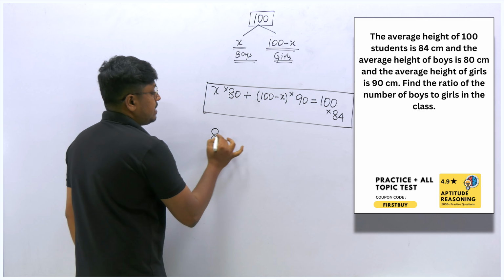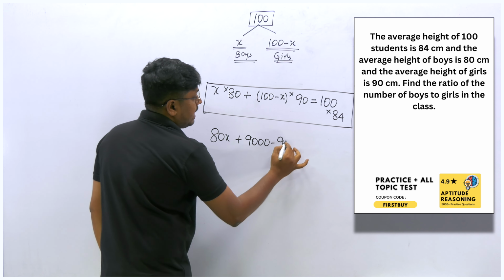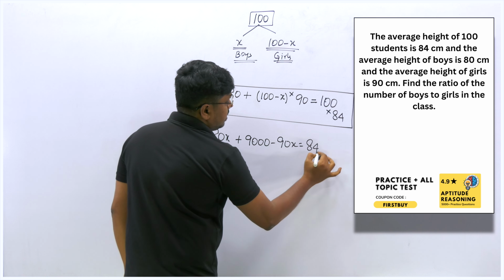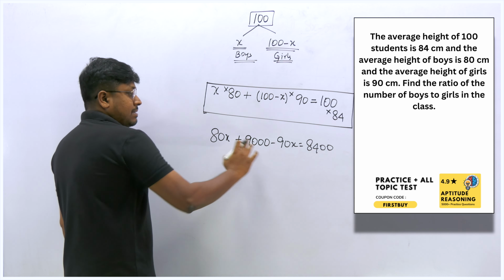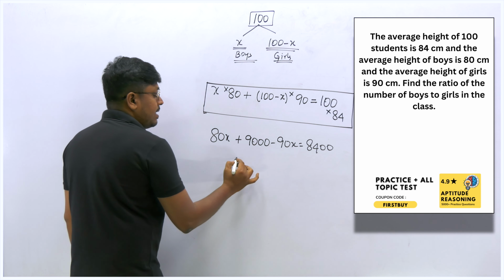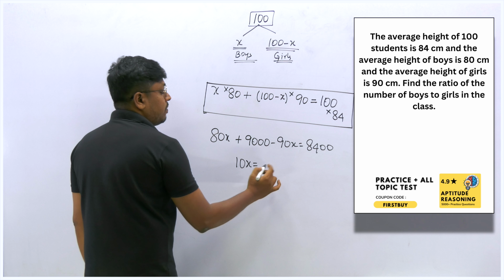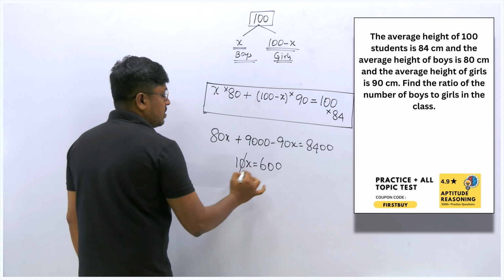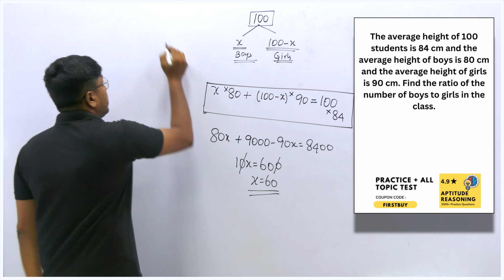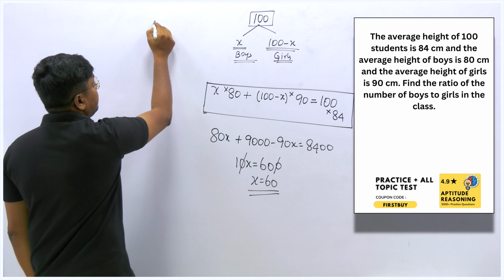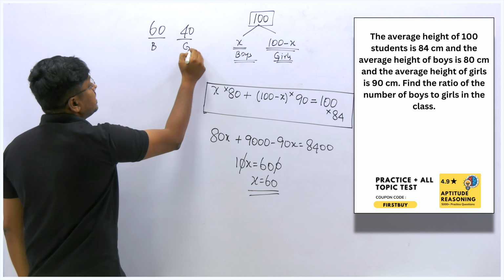So now here you can see 80X plus 9000 minus 90X is equal to 8400. So this will be 90x minus 80x, 10x. When you bring the 10x towards the right hand side, it becomes plus 10x is equal to 9000 minus 8400, which will be 600. So once you cancel it, x is equal to 60. That means the total number of boys out of 100 will be 60. So the remaining will be the total number of girls. So now we got boys and girls.